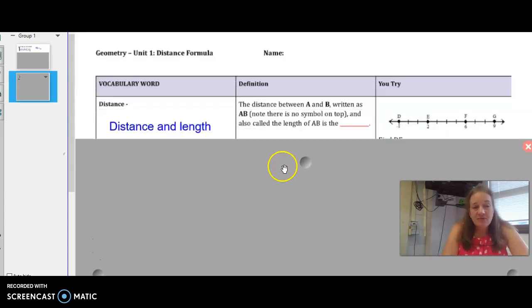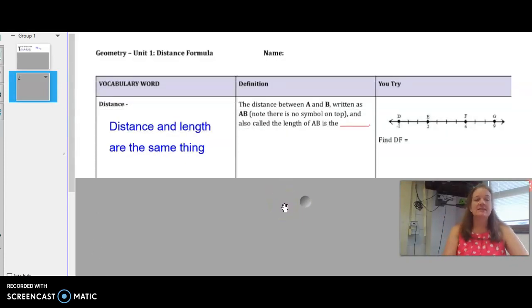Before we jump into that formula, distance and length are the same thing. If I ask you for the distance of a line segment, I'm also asking you for the length. The distance of a line segment and the length of a line segment are the same thing. So the length of AB, the distance between A and B, written as AB, and note you don't put the little line segment on the top now because you're talking about length. I know mathematicians are so annoying. It's also called the length of AB, and that is the distance.